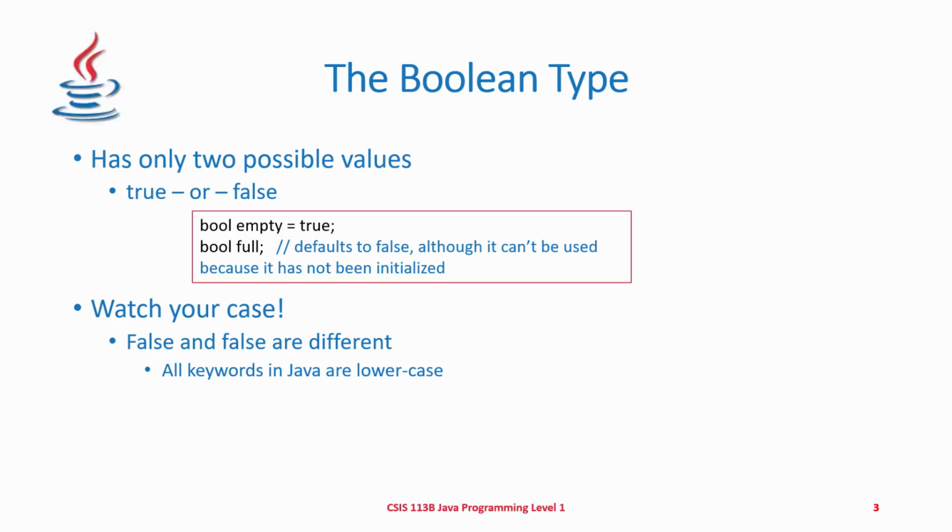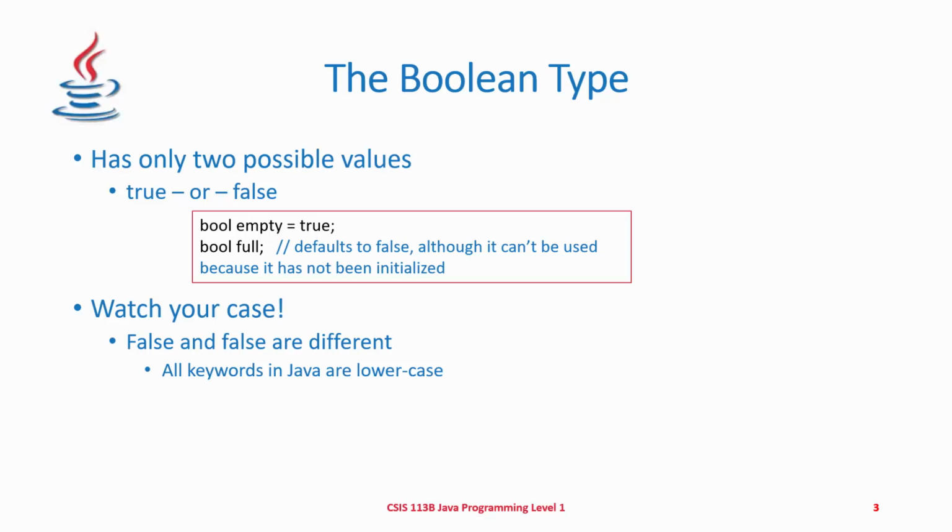And then in the example there, in the red box, we have two examples. The first one is we are initializing a new Boolean variable named empty and assigning to it the value of true. So at that point, empty has the value of true. In the second example, we're simply declaring a new variable named full, but we don't assign anything to it.